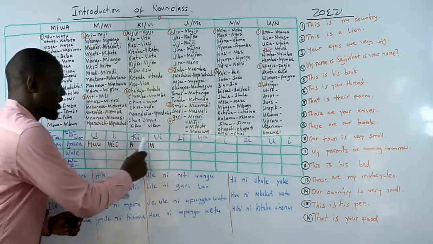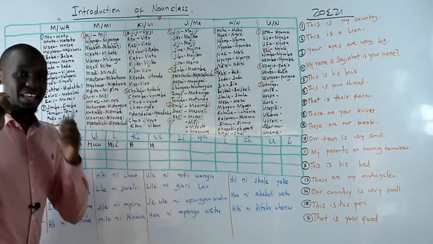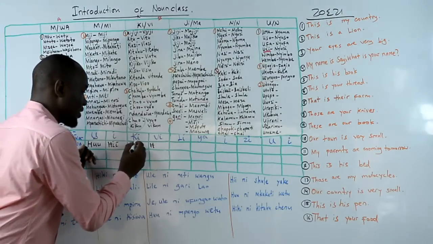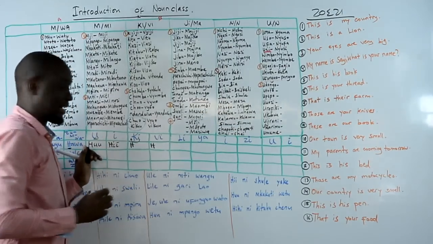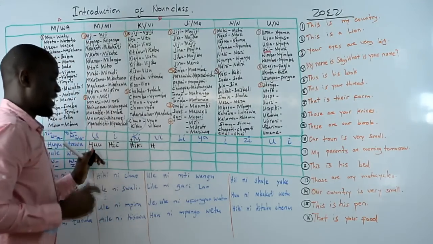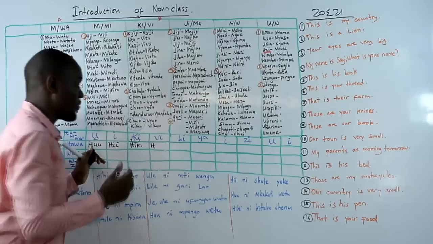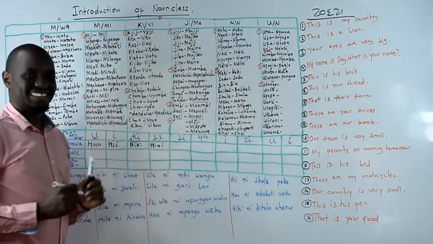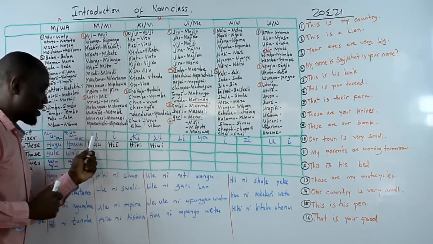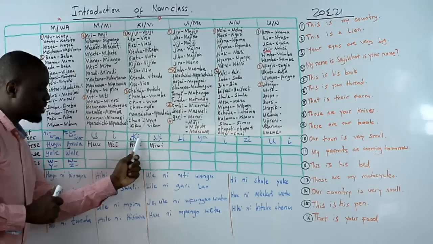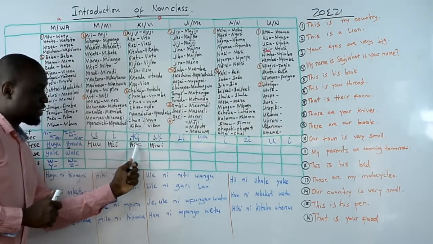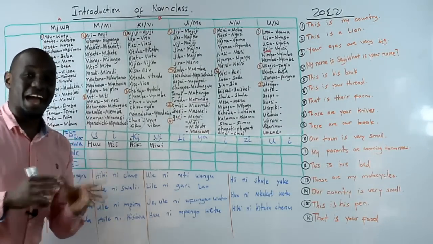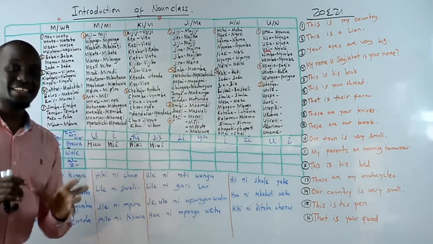Let's see, for ki-vi noun class. To say this and these will be, we have H, and we have a consonant and the vowel. We'll just double the vowel back. So we'll have hi-ki. Hiki is this for ki-vi noun class. These will be, we double back the vowel, so will be hi-vi. You see? So when we have just the vowel, we double it. And when we have the consonant and the vowel, we double back the vowel. You see that? So that is how we say this and these for ki-vi noun class.